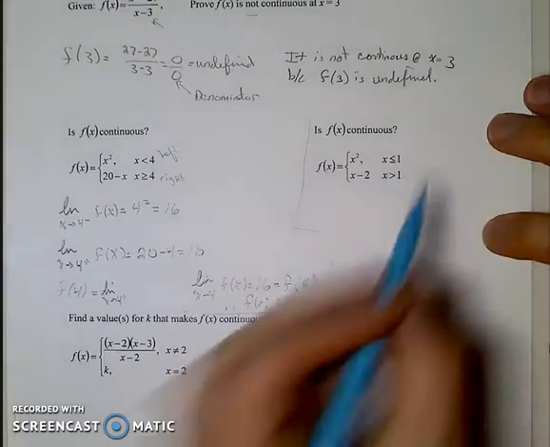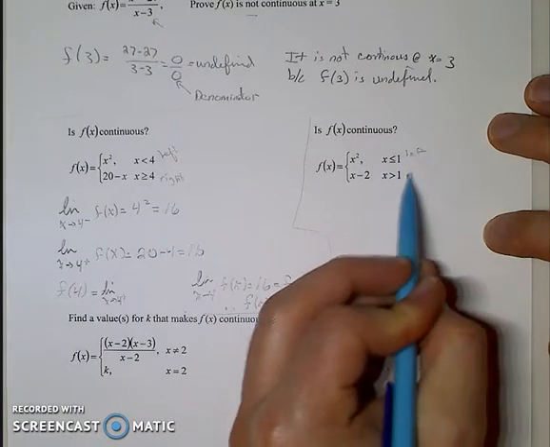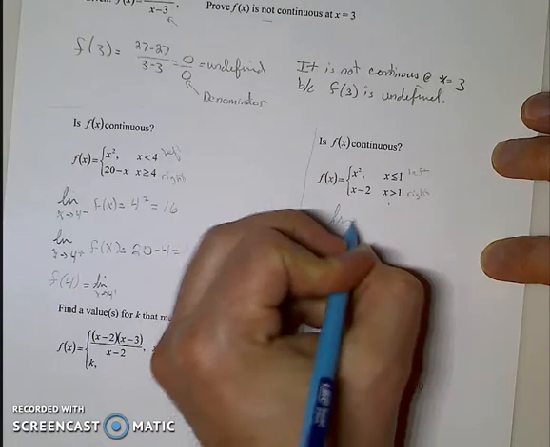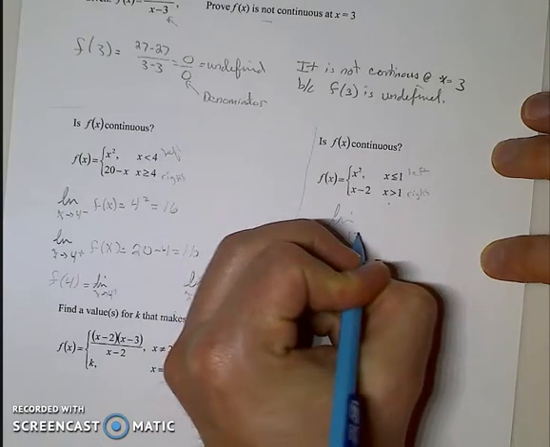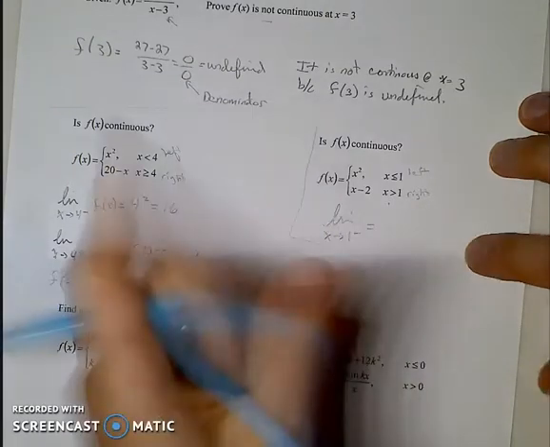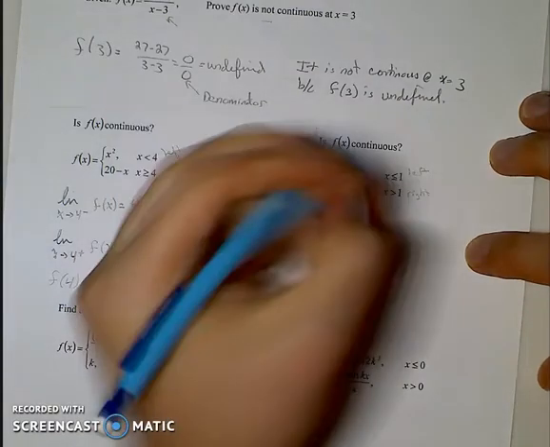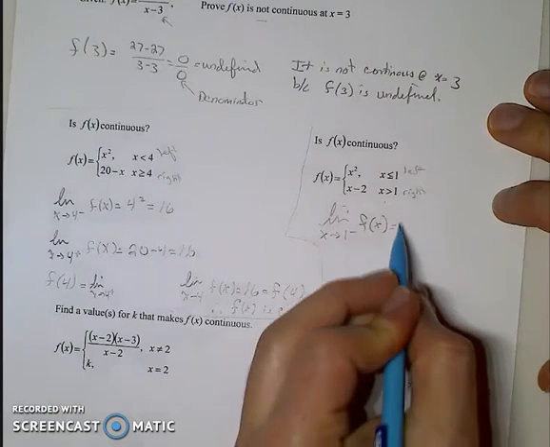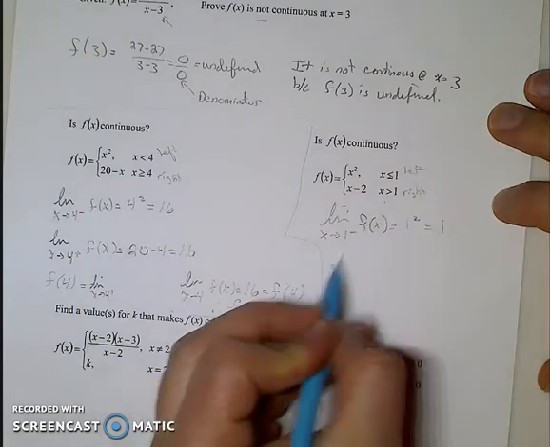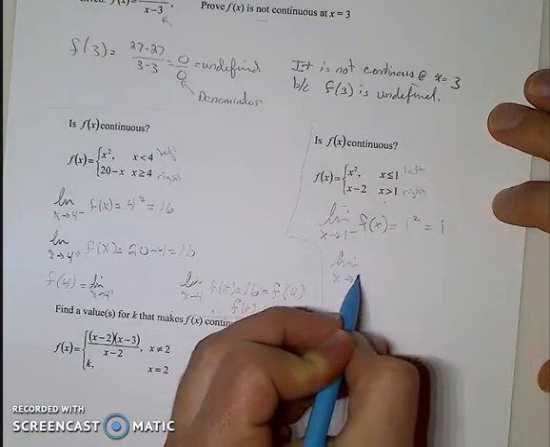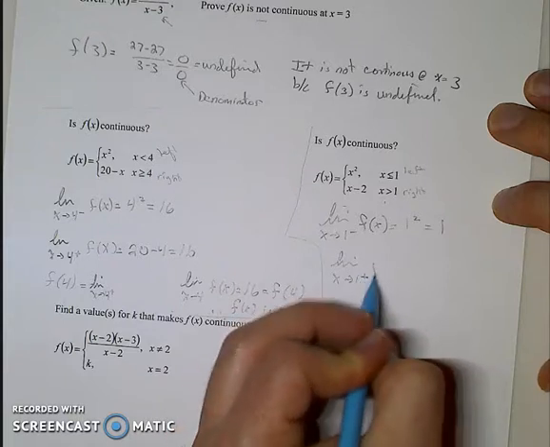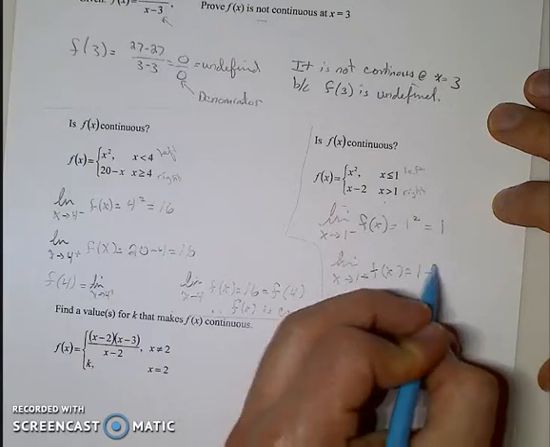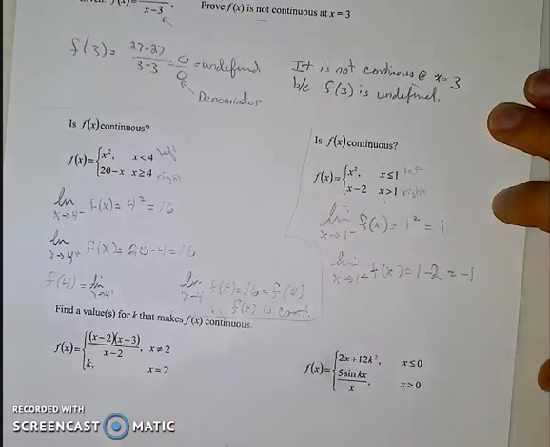Moving on, again, left, right, less than, greater than. So the limit as x approaches 1 from the left of f of x equals 1 squared, which is 1. The limit as x approaches 1 from the right of f of x equals 1 minus 2, sorry, which gives us negative 1.